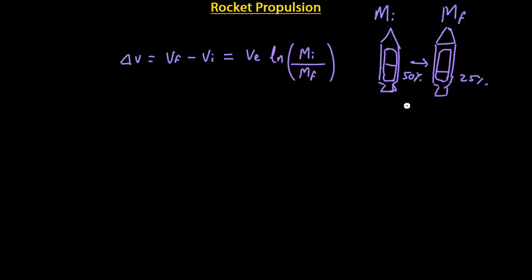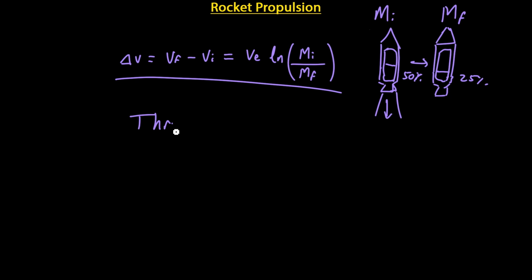And the exhaust velocity is the speed at which the particles of gas are ejected out of the rocket. So for example, the Saturn V rocket would have an exhaust velocity of something like 3,000 meters per second. So we're going to learn how to use this equation. We're going to learn how to derive it.